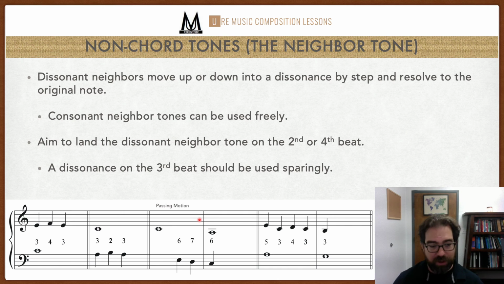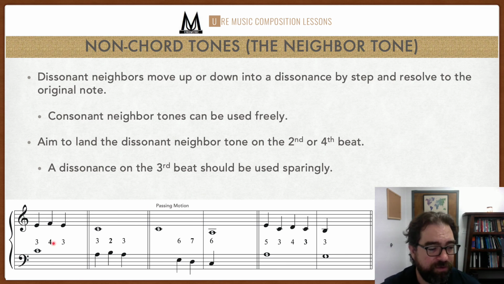third species. So if we have our C in the cantus firmus, and then we have an E down here, if we go down into that seventh, it creates dissonance. And it needs to resolve, so we can just resolve by step into the C. So that's kind of ideal.